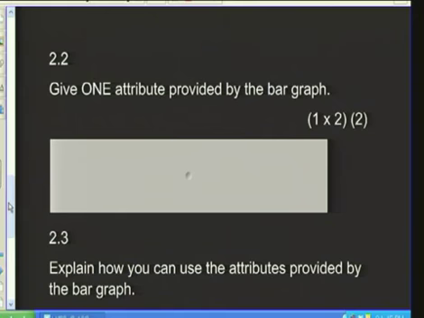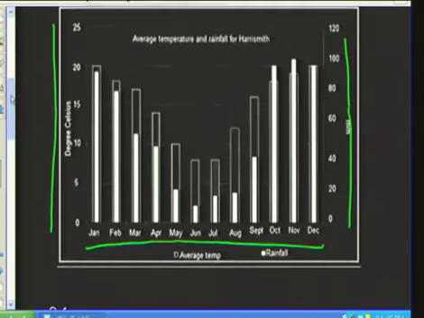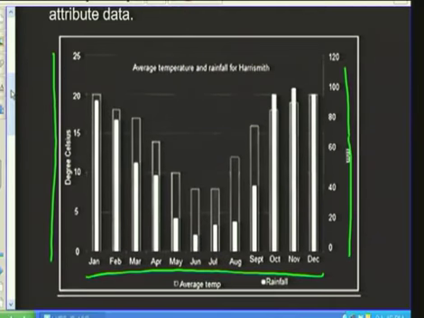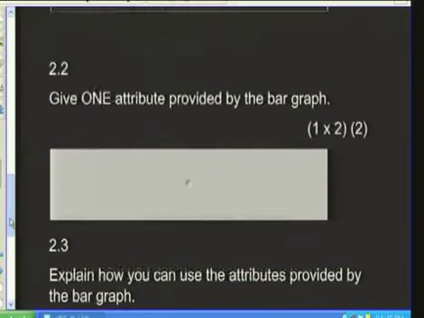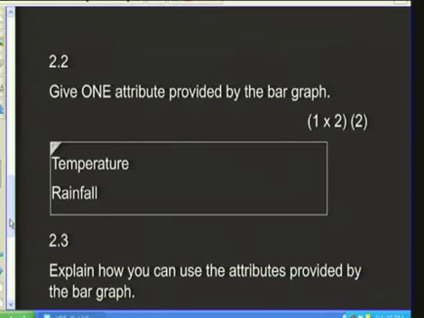Question 2.2. Give one attribute that is provided by the bar graph. Well, very straightforward. If you look at the bar graph, you're looking at rainfall or temperature. That's the information that's coming out of the graph. So those are our attributes or characteristics that we're dealing with: temperature and rainfall.